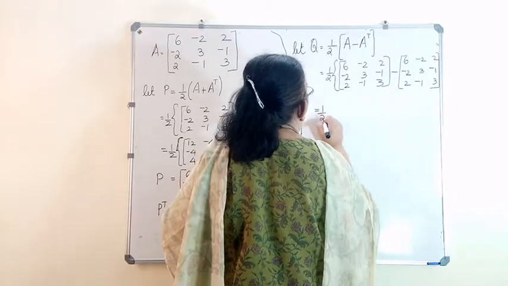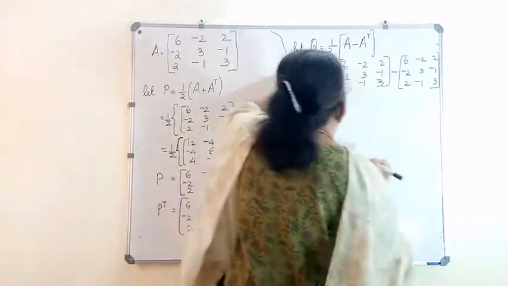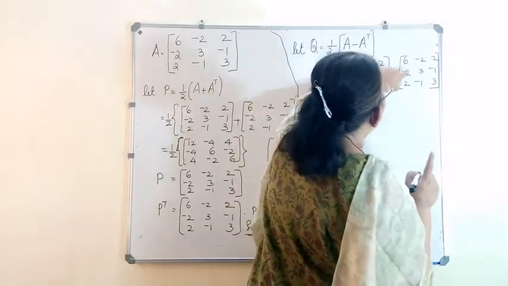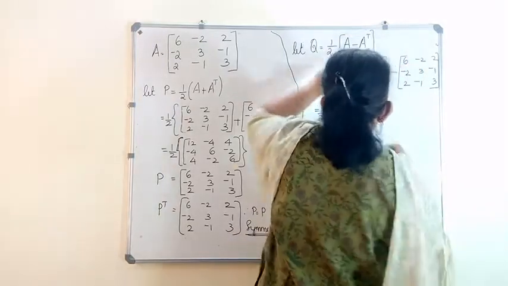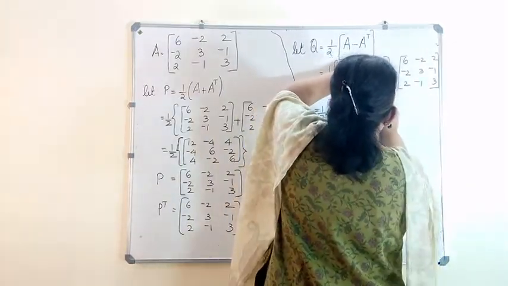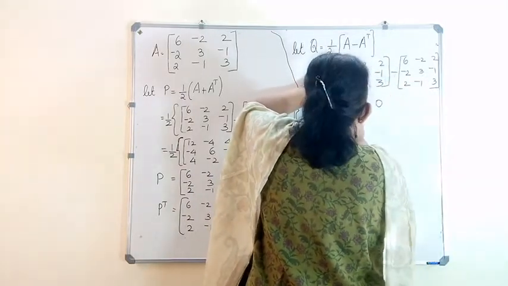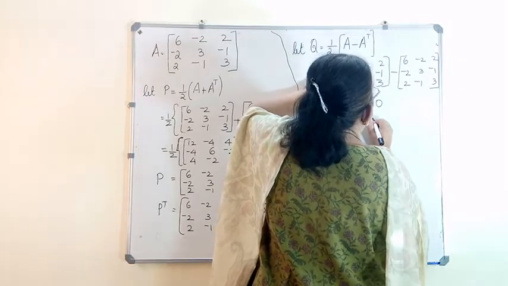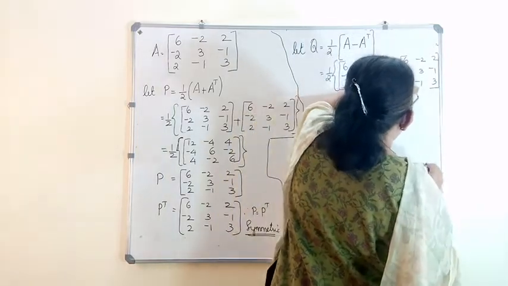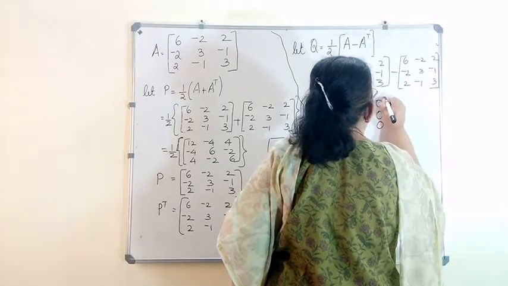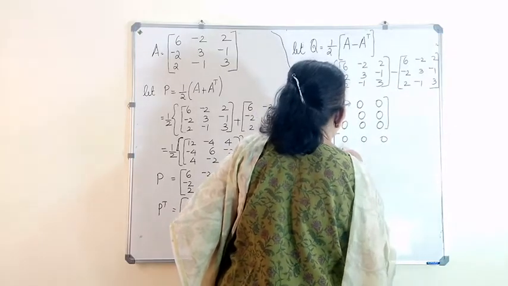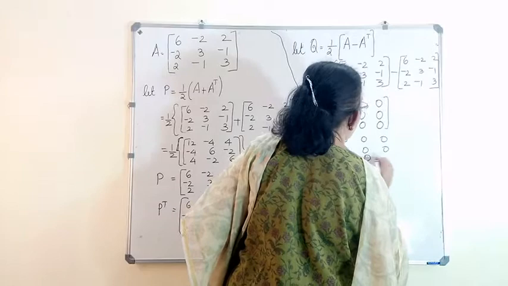which is equal to half of, subtract, 6 minus 6, 0. Be careful when you subtract. Minus 2 minus minus 2, that becomes positive, so this is equal to 0. Then 2 minus 2, 0. Minus 2 minus minus 2, 0. 3 minus 3, 0. Minus 1 minus minus 1, 0. 2 minus 2, 0. Minus 1 minus of minus 1, that is 0. 3 minus 3 is equal to 0. When you multiply, you get 0, 0, 0, 0, 0, 0, 0, 0, 0.